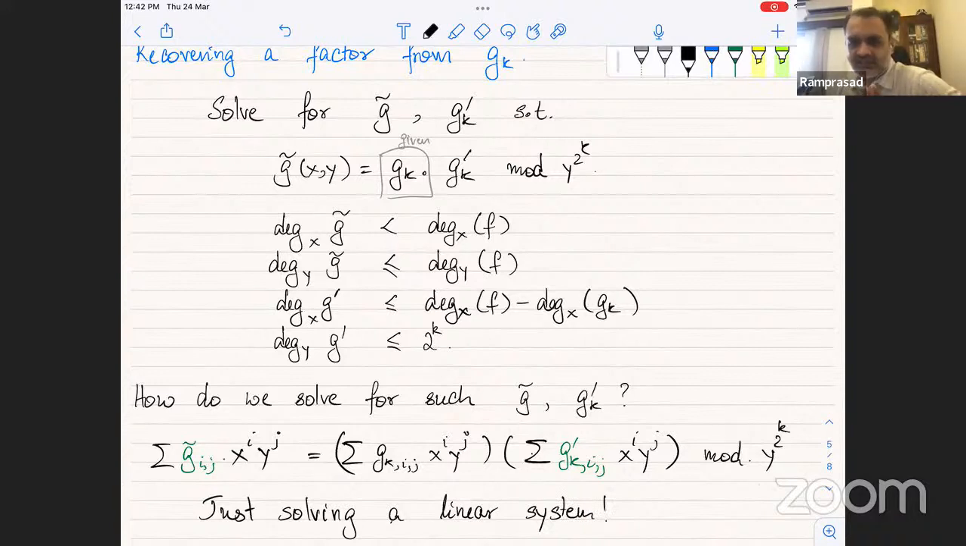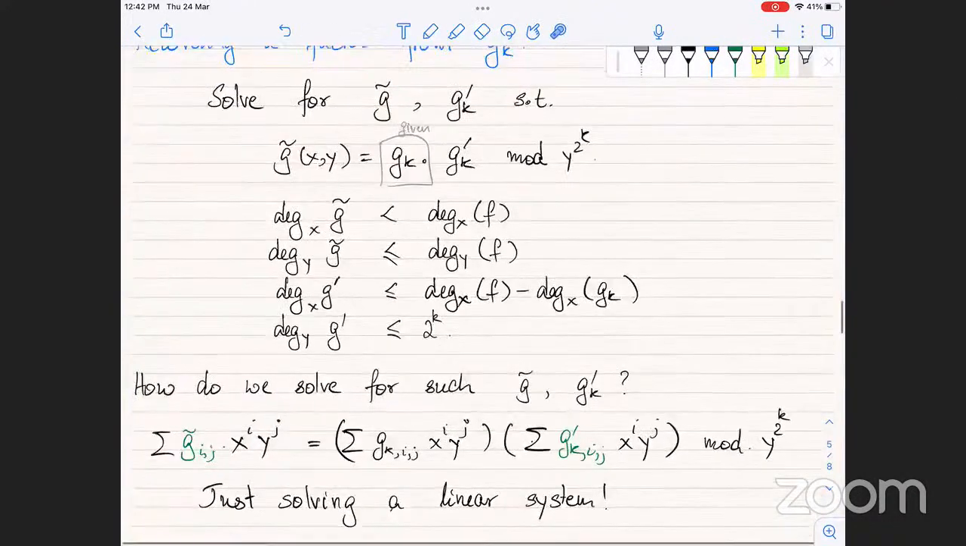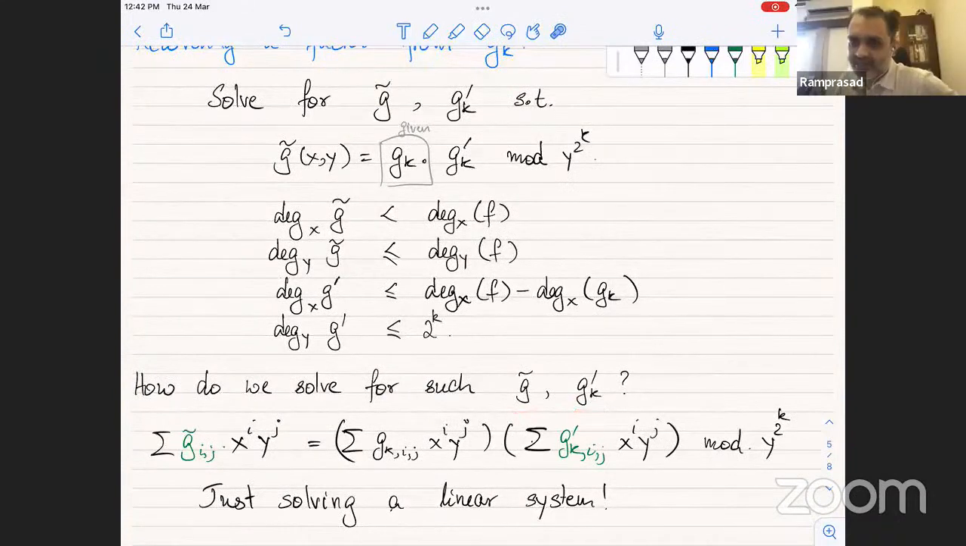Okay, is this clear? Just write down the expression, and it turns out that all you are doing is solving a linear system. And this we know how to do. I have a linear system, we do Gaussian elimination or whatever, and we can solve. So that will tell us, if there is a non-zero solution for g tilde and gk prime, we will find one out. Okay, are things clear so far?